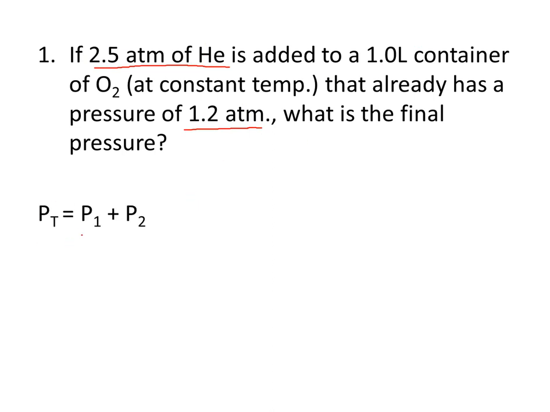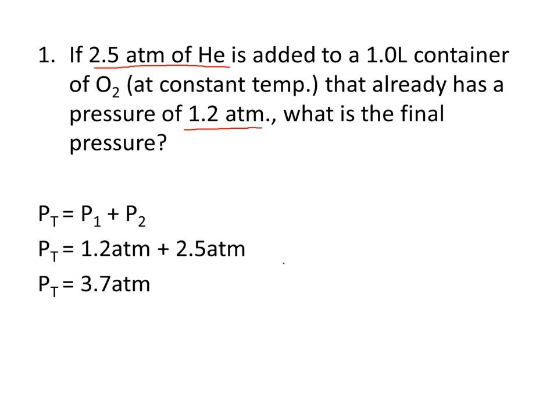So we know the total pressure is just going to be the sum of the combined pressures. The combined pressure is 1.2 plus 2.5, so we'll end up with a total pressure of 3.7. The partial pressures add up to give you the total pressure.